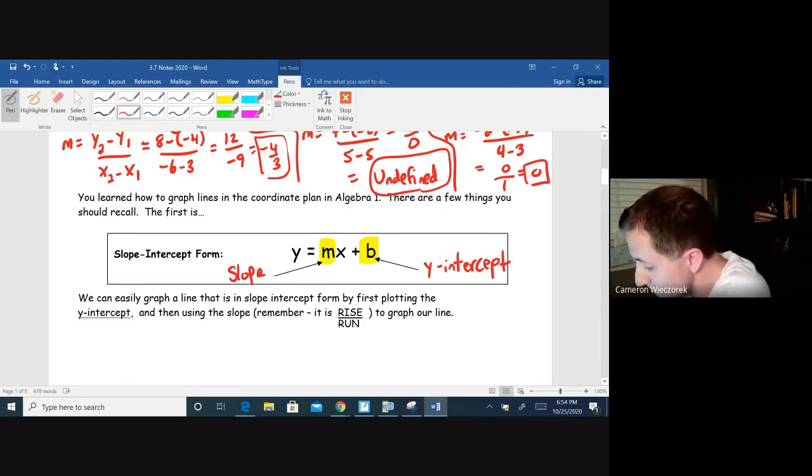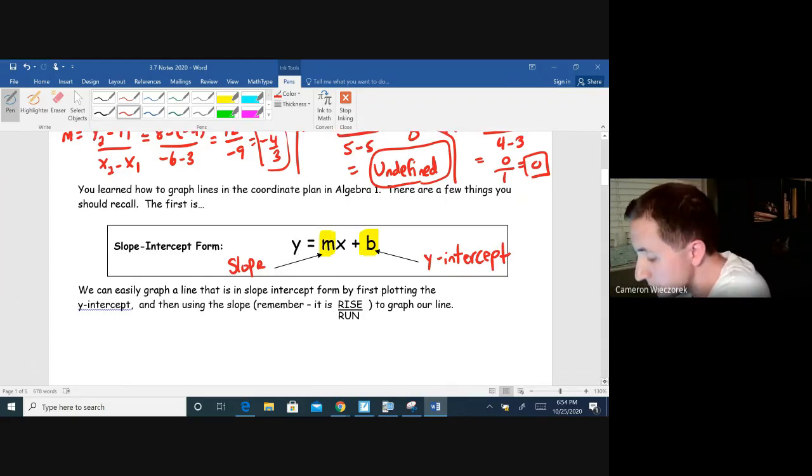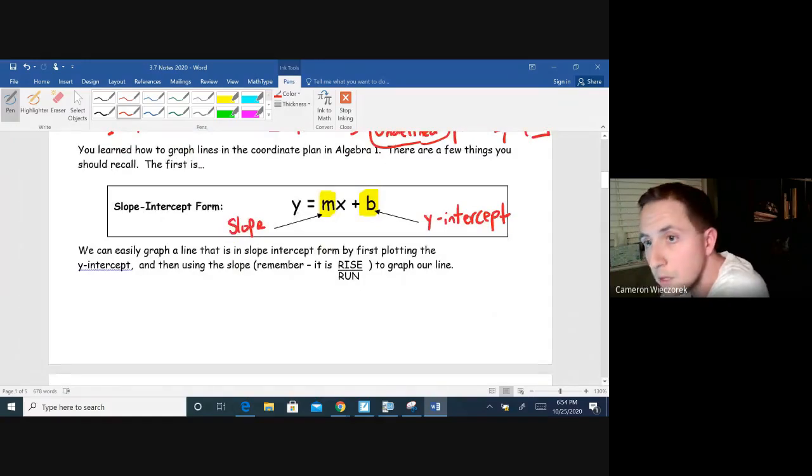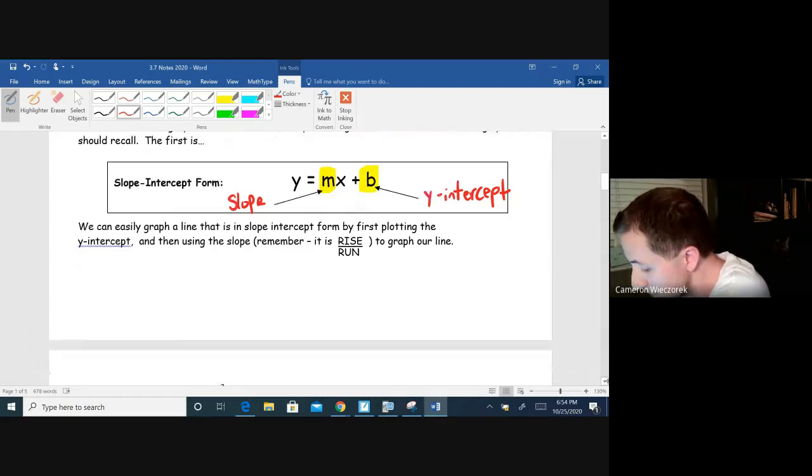The way that we graph a line in slope-intercept form is we plot the y-intercept first to get 1 point on the line, and then we do the slope to get a second point. We do rise over run, plot another dot, and we connect them together. So I'll show you an example so you can see how that would work.